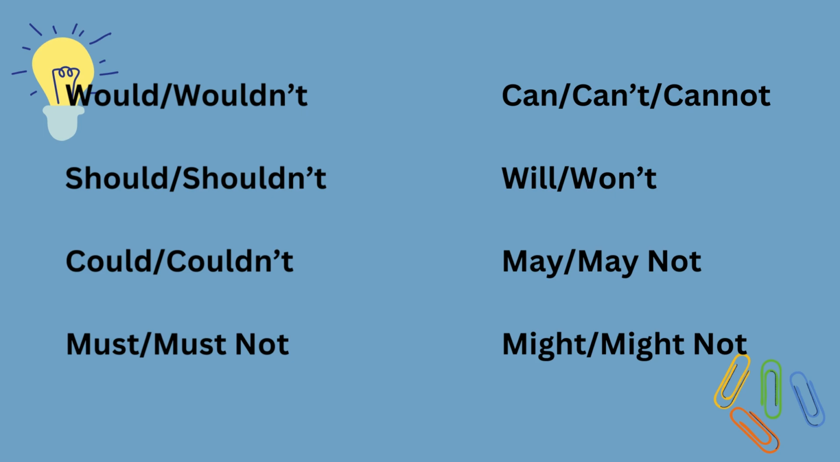Will and won't, or will not. May and may not. There is no contraction form for may, so you have to say may not. Might and might not. You can also say mightn't, but again, that is a very proper and old-fashioned way to say it. Most people say might not. There are also two other less known modal verbs, shall and ought, and they're not used very often because they also sound pretty old-fashioned, so I'm not going to include them here.